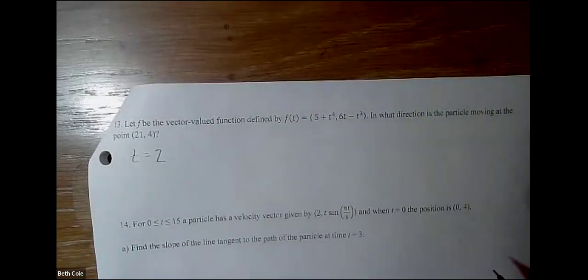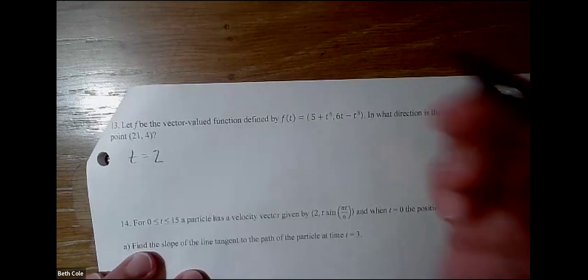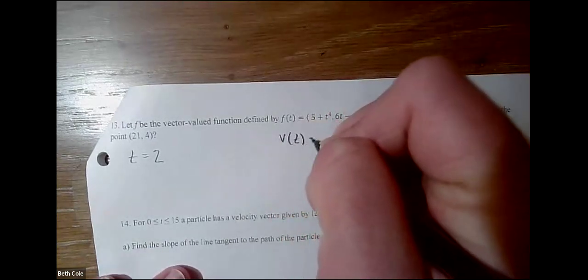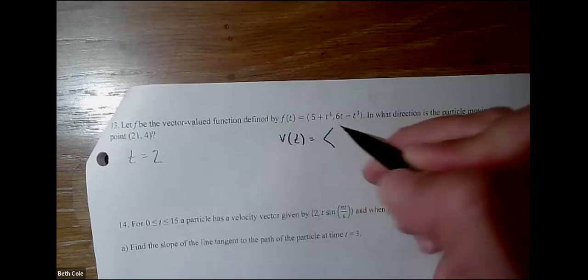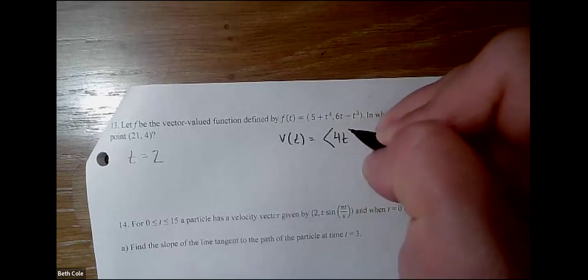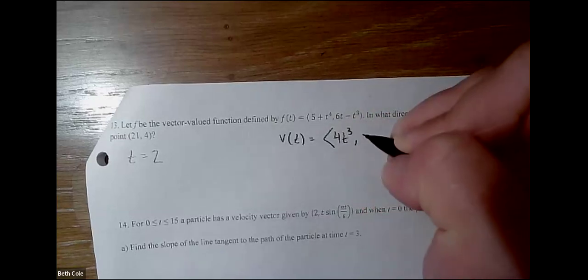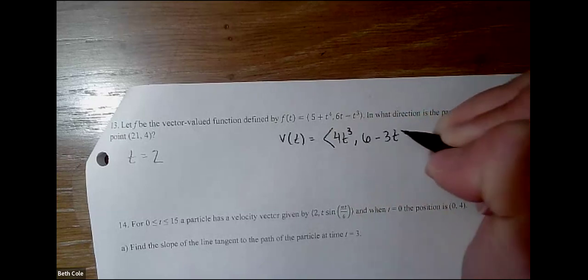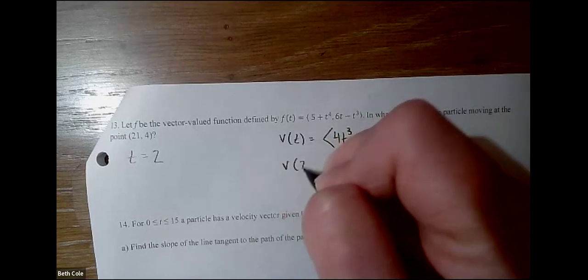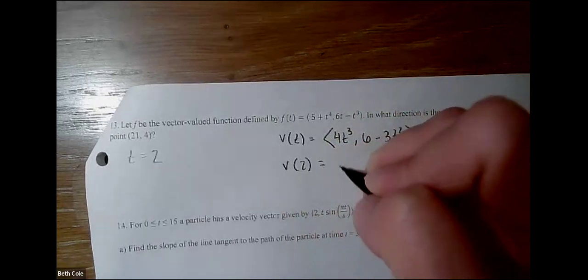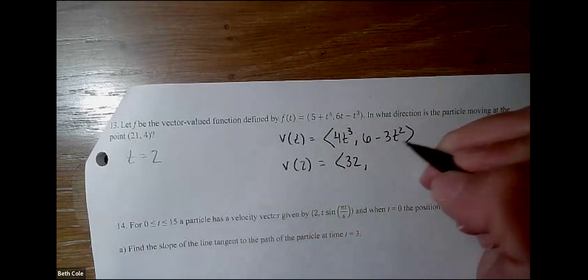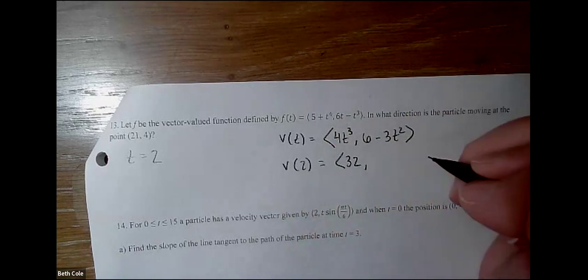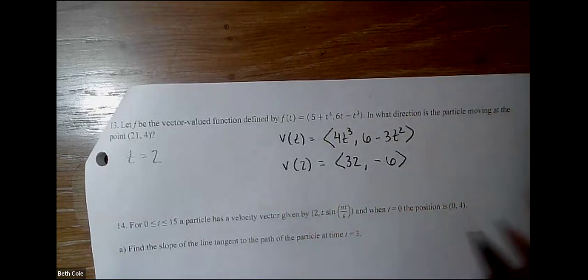So we want when t equals 2, and we want to know what direction. So I need velocity here. Velocity is directional. Velocity is what gives you direction. So derivative would be 4t cubed, and then this would be 6 minus 3t squared. We're going to plug in 2. And so this would be 8 times 4 is 32. What would this be? 6 minus 12 is negative 6.